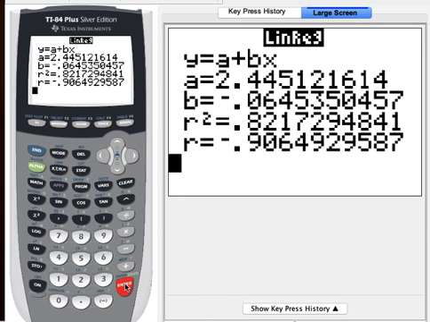So this is our linear model. So notice then, A is our intercept. Our intercept is this expression here. We'll round that to 2.45. That's the intercept. And then here's the slope. The slope right here, we'll just round it to 2 decimal places, negative 0.06. So let's write out our model then.